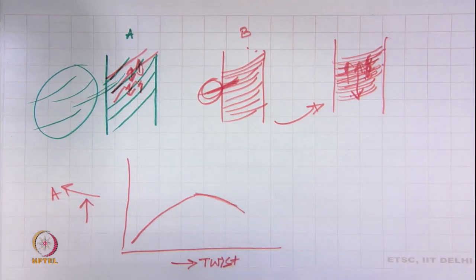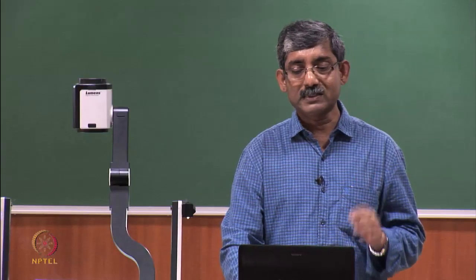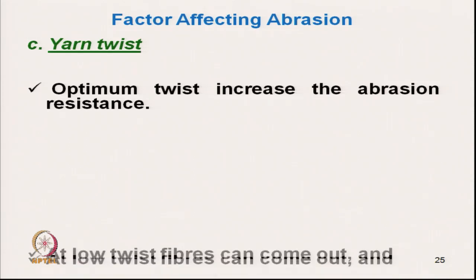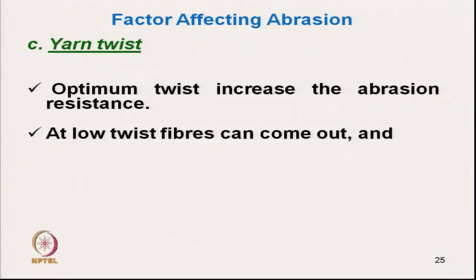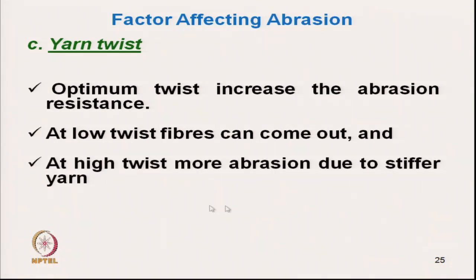So, optimum twist is required. Optimum twist increases the abrasion resistance. Low twisted fiber can come out easily, and at high twist level there is more abrasion due to the stiffer yarn. So, we need optimum twist.